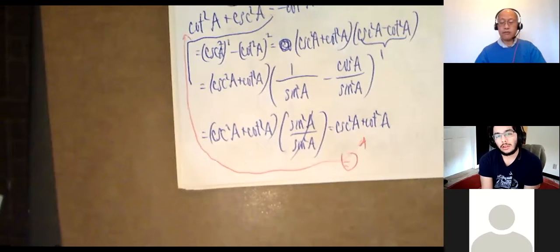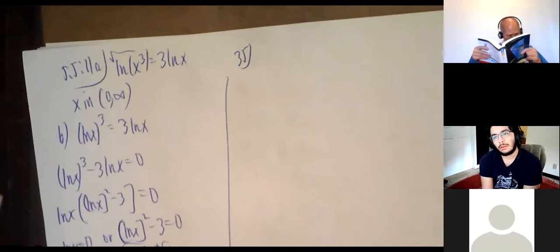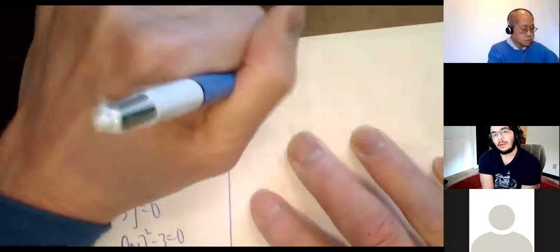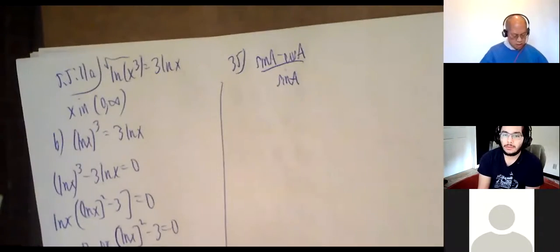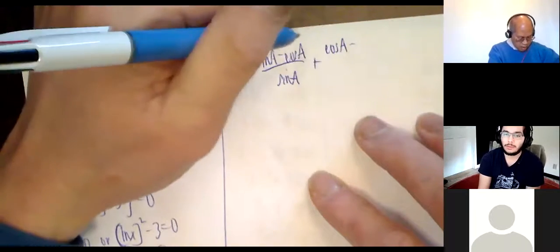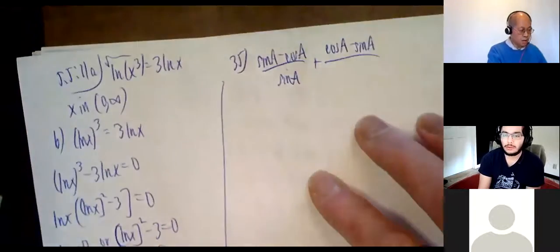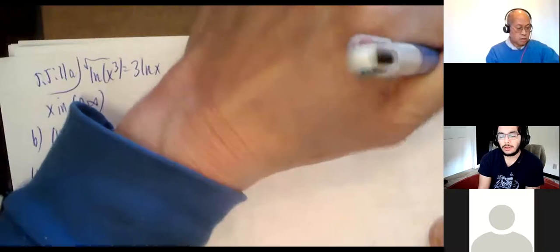Okay. And then 35 was asked for. Sine A minus cosine A over sine A, plus cosine A minus sine A over cosine A, equals 2 minus secant A cosecant A.